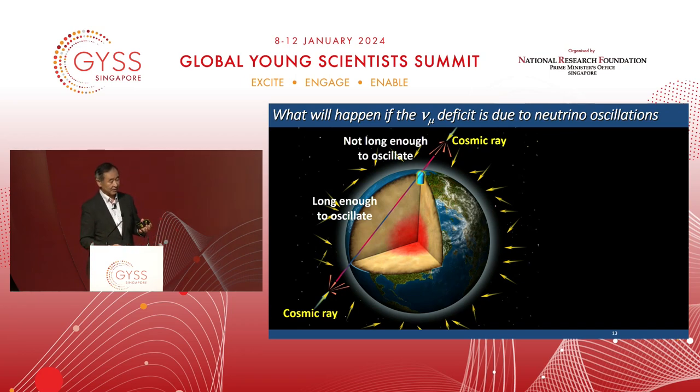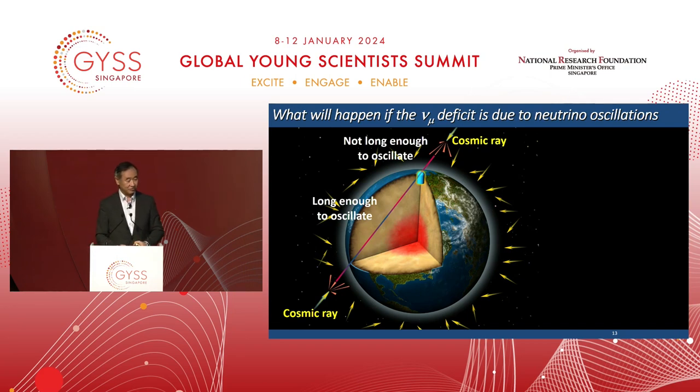Well, as I said, neutrinos are created by cosmic ray interactions in the atmosphere. Therefore, some of these neutrinos are created above the detector, typically 10 to 20 kilometers above the detector. And these neutrinos come to the detector after traveling a short distance, 10 to 20 kilometers. And these neutrinos may not have enough time to oscillate.